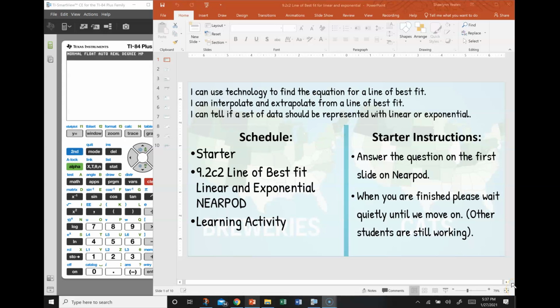All right, by the end of today, our goal is to be able to use technology to find the equation of line of best fit. We were working on that yesterday. Interpolate and extrapolate from the line of best fit, and be able to tell if a set of data should be represented with a linear line of best fit or an exponential line of best fit.